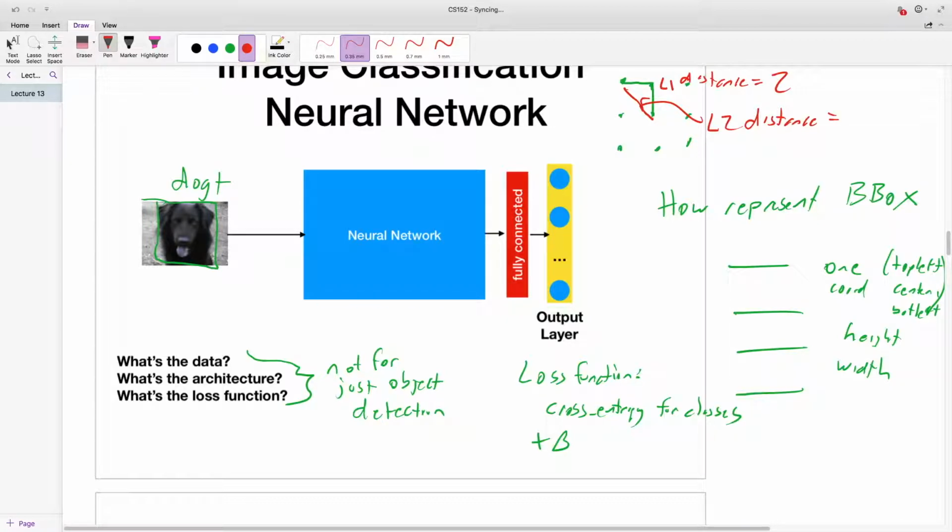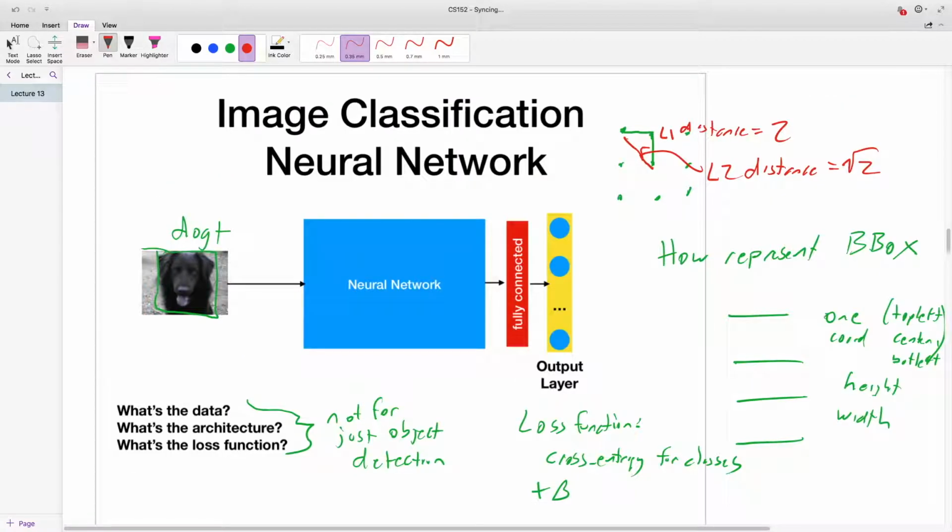is, yeah, square root of 2. So the L1 distance is strictly larger than the L2 distance. Okay. So we could use either one of those. We could choose some distance and use the bounding box coords where we both have the predicted and the ground truth.